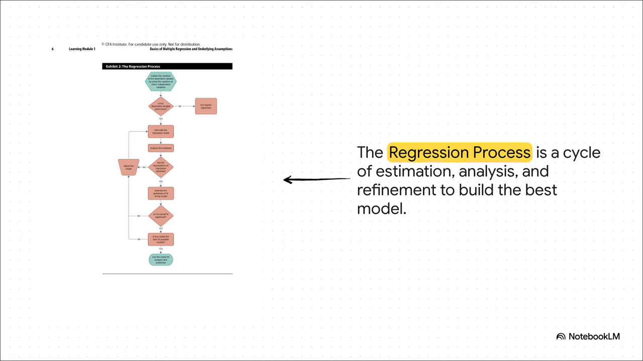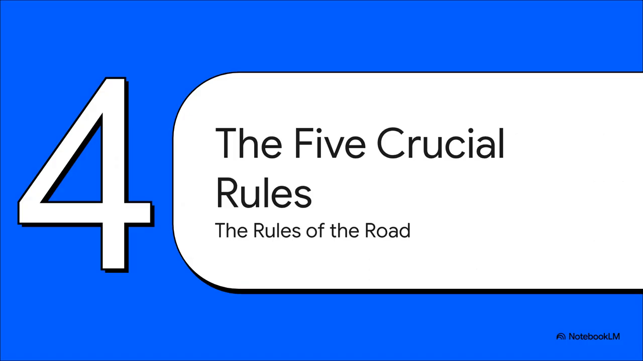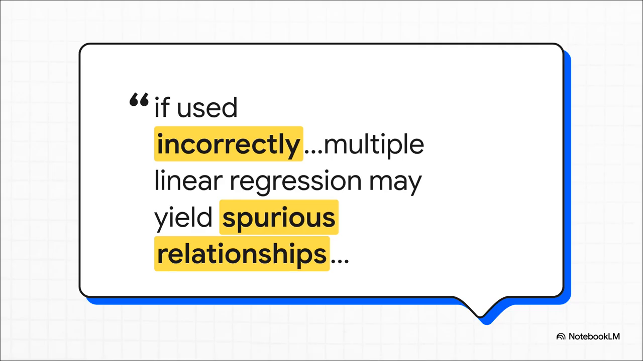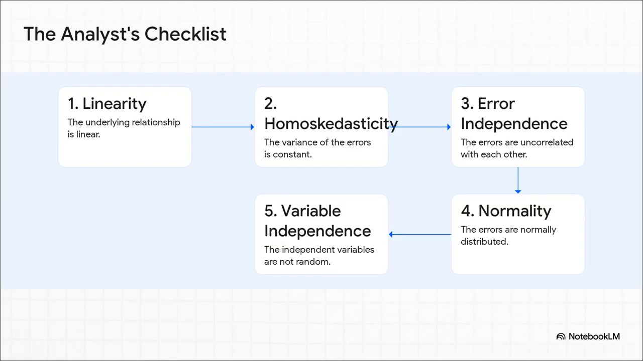But here's the thing. Having a powerful tool like this is one thing. Knowing how to use it is another. It's like being handed the keys to a Ferrari. You gotta know the rules of the road, right? Because, and our source material is very clear on this, if you misuse this tool, you can end up with totally misleading results. You might start seeing connections that aren't even there. The pros call them spurious relationships, which is really just a fancy way of saying you're chasing ghosts in the data. So to avoid that, you've got this crucial 5-point checklist.